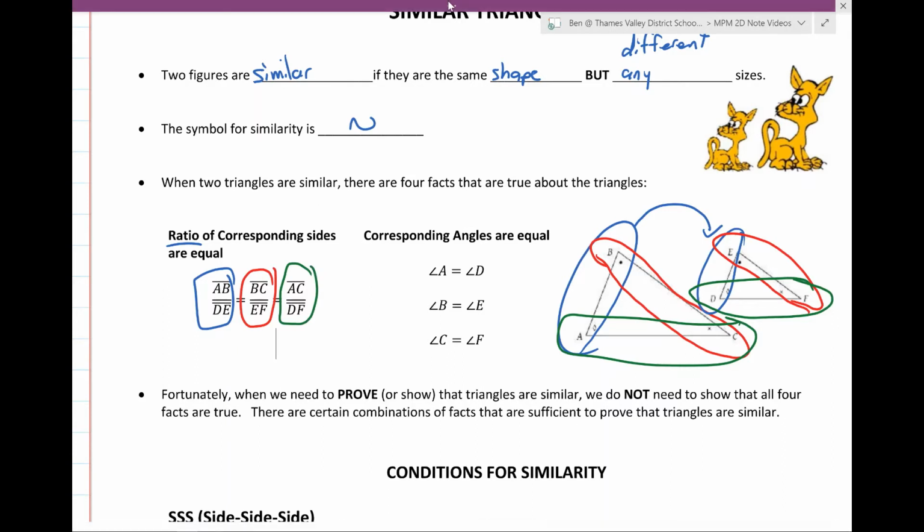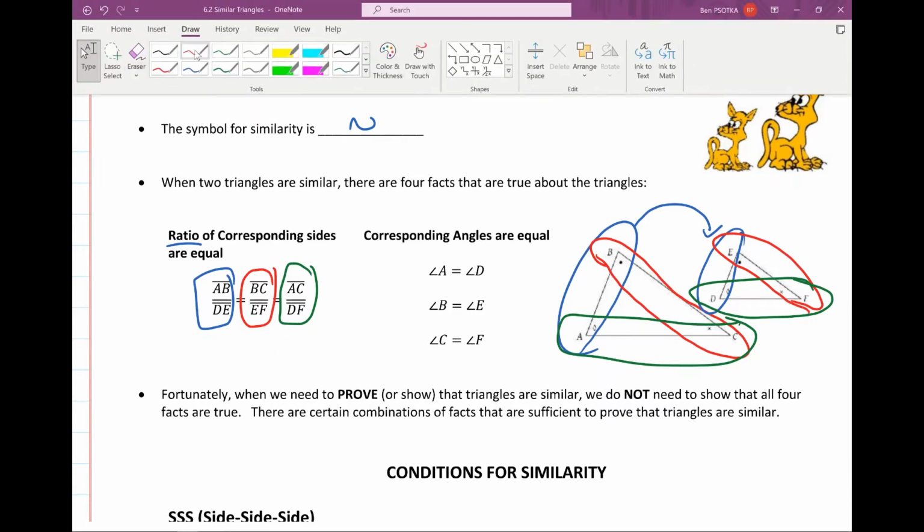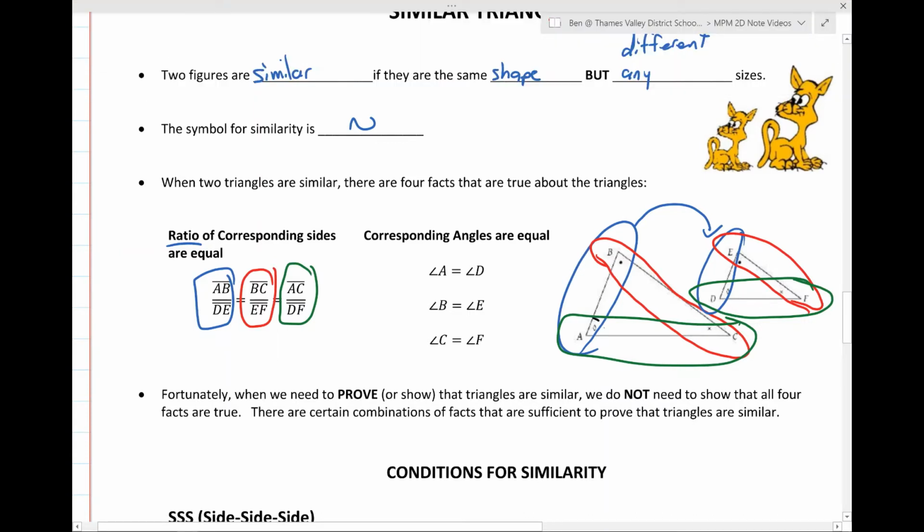Okay, now also what's going to be true in here is that the corresponding angles will be equal. We're not looking at a ratio here for the angles. We're seeing that the angles themselves will be exactly equal. So angle A will be equal to angle D, angle B will be equal to angle E, and angle C will be equal to angle F.